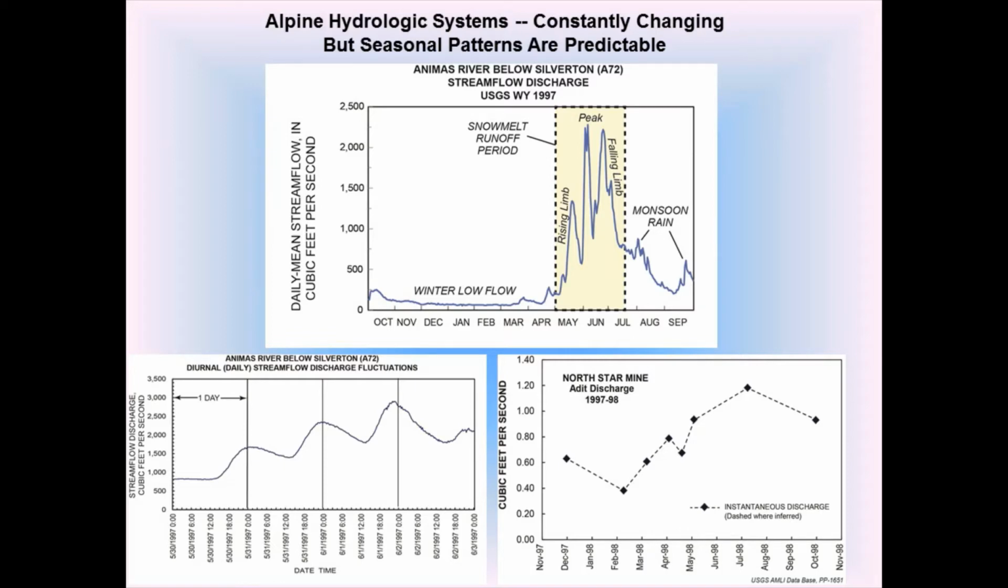Springs and mines also have seasonalities. For example, discharge from the North Star mine, the low flow might occur in February. The high flow might occur during July or August, a full month and a half after the peak flow of the surface water.